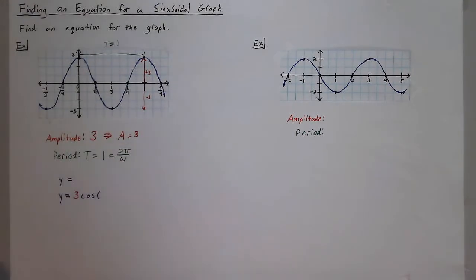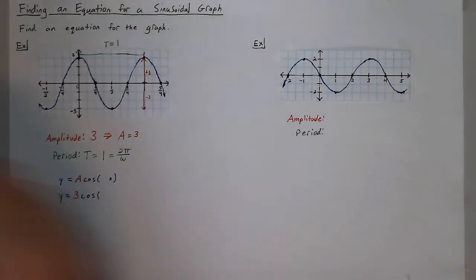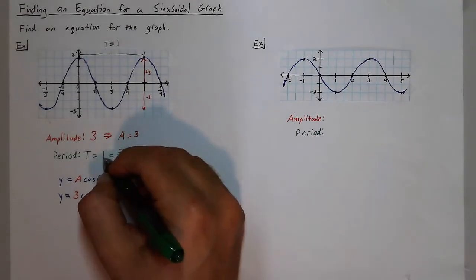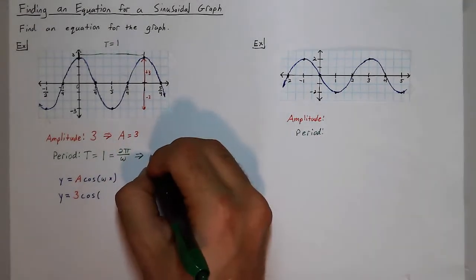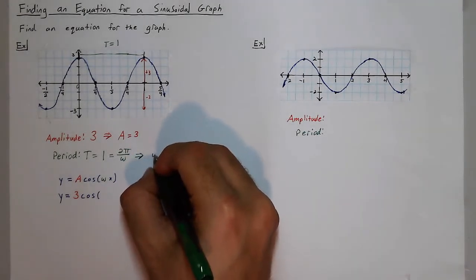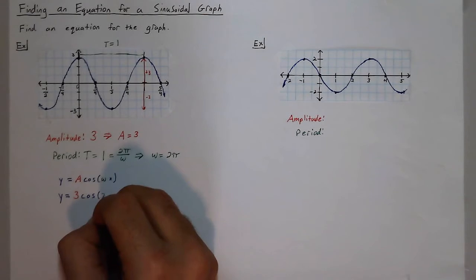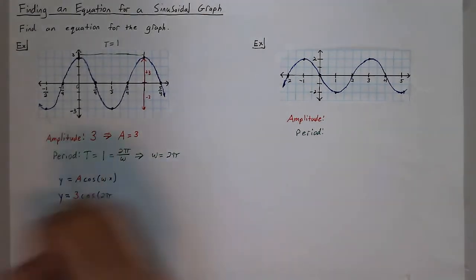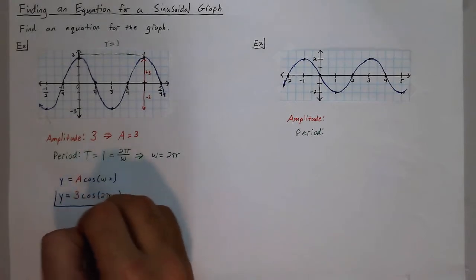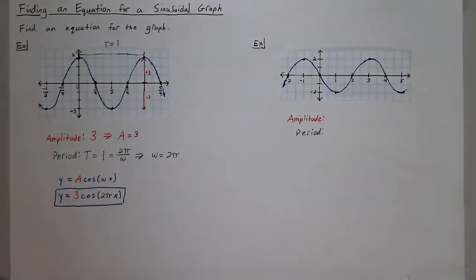I'll even rewrite the general form that we talked about in the last lesson. We figured out what a was. Now we figure out what this omega is. I can figure this out by multiplying each side of this equation by omega, giving me omega is equal to 2 pi, and I'm already done. So omega must be 2 pi. So I'll put 2 pi x. And that is how you find an equation for a sinusoidal graph. Just break down its components and translate that into the function that we know as amplitude and period.